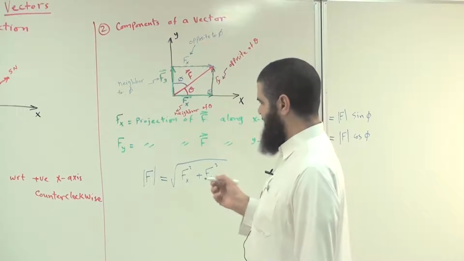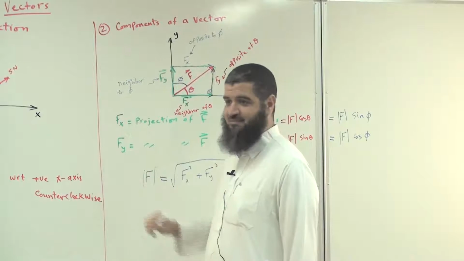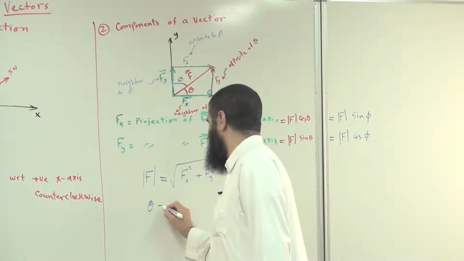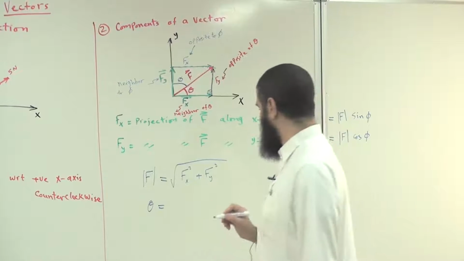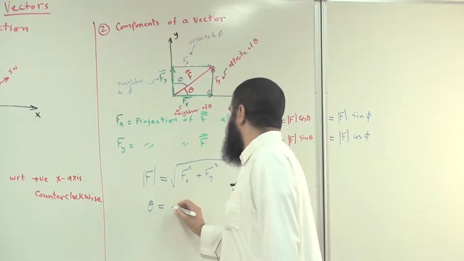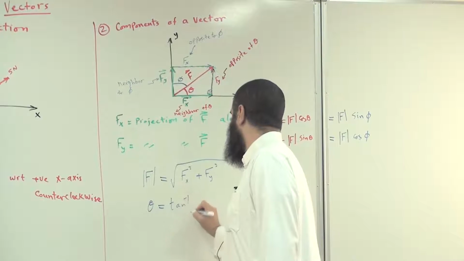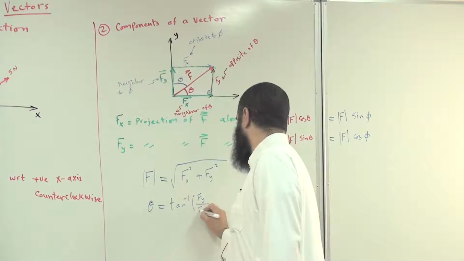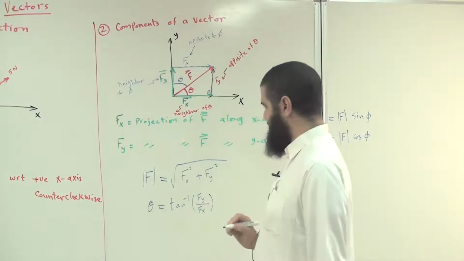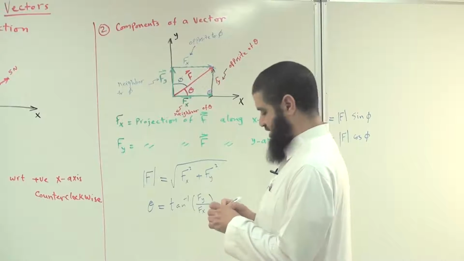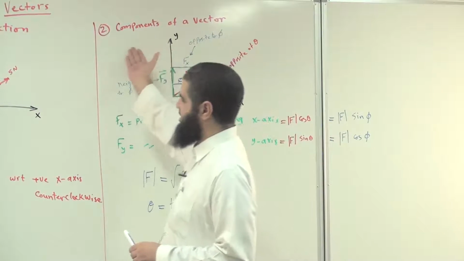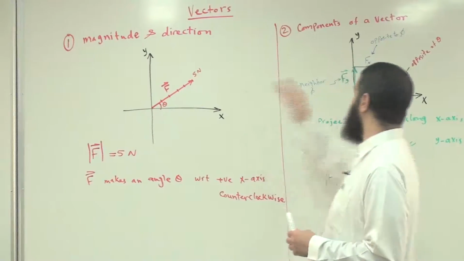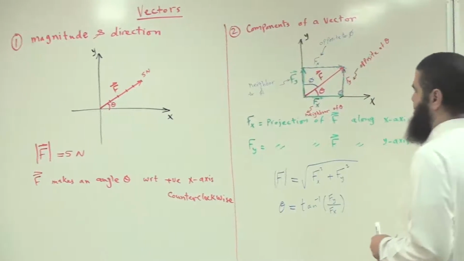Also, if you are given the components of a vector, Fx and Fy, you can find the angle it makes with the positive x-axis measured counterclockwise. In this case, it will be tan inverse of the y component divided by the x component. So we can switch from this representation easily to that representation, and we can move from this representation to this representation. Okay.